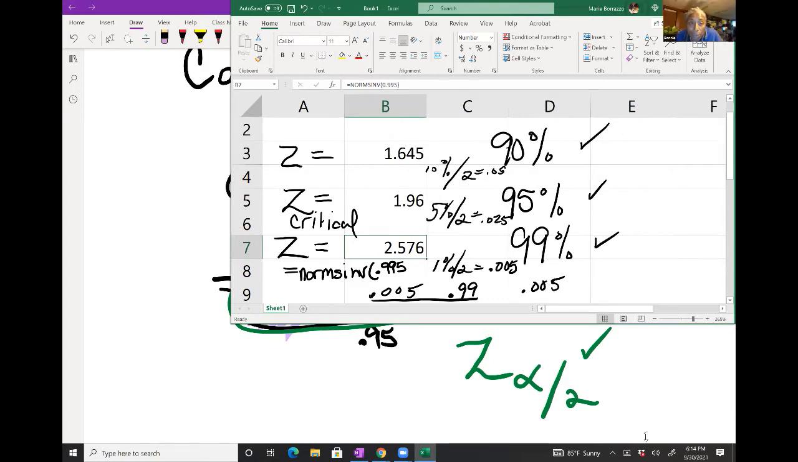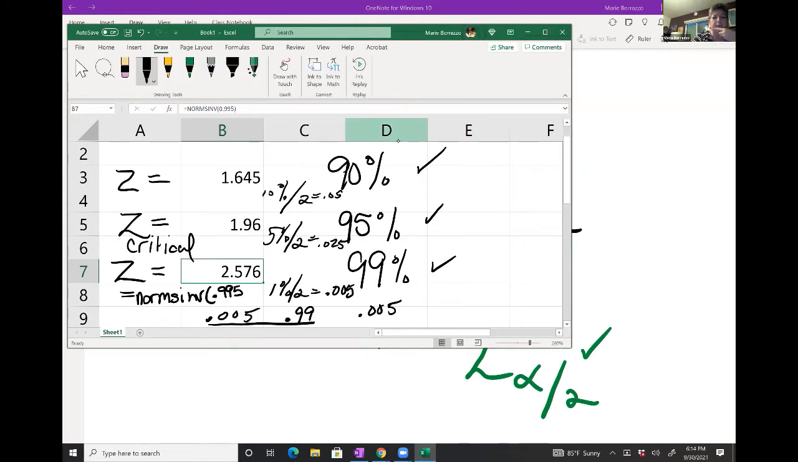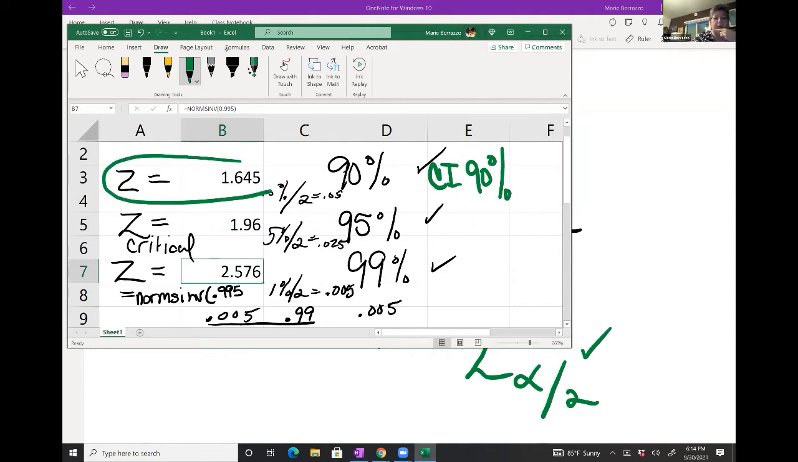Okay, I'm looking at this Excel table. Am I on Excel, correct? So what I need you to do at this point is write down what you see here. If they ever ask you for a 90% confidence level or confidence interval, that critical Z is going to be 1.645 and it never changes. That's 90% confidence.